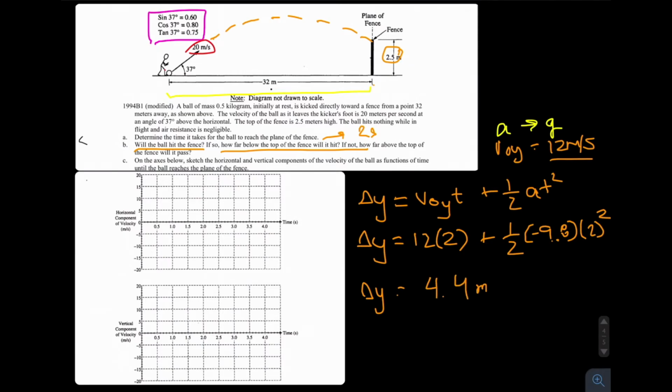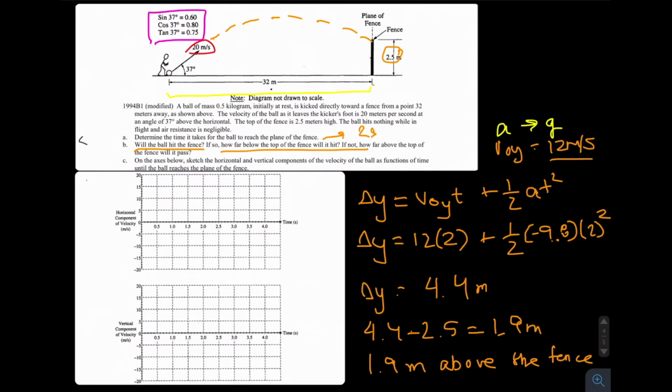So that means it doesn't hit the fence, because it's greater than 2.5. And the point it goes over is 4.4 minus 2.5, which gives us 1.9. I might have said 1.5 earlier, but it's 1.9 meters above the fence. So that's our answer for part B.